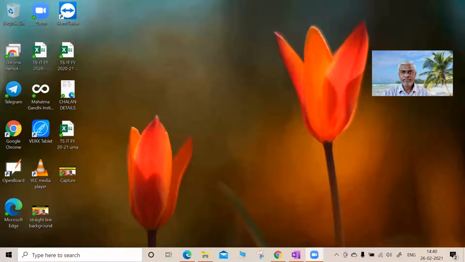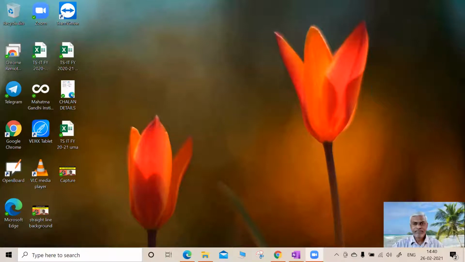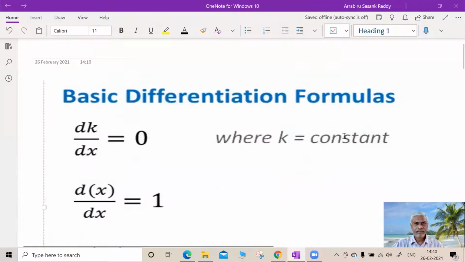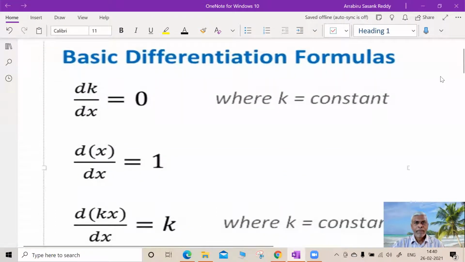Welcome to mathematics class, differentiation part 1. Basic differential formula.